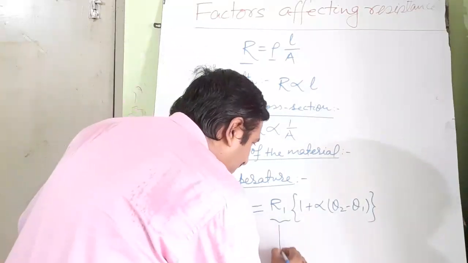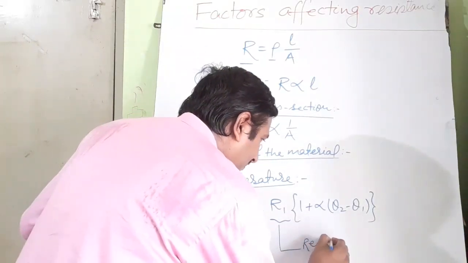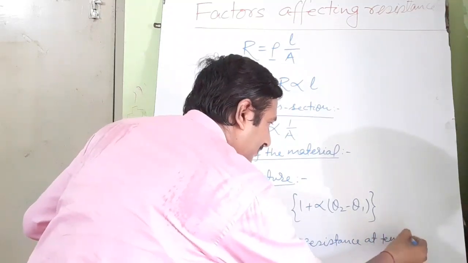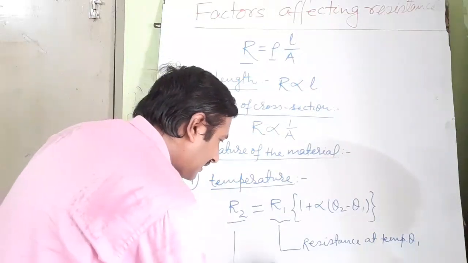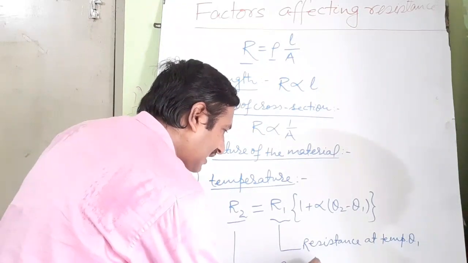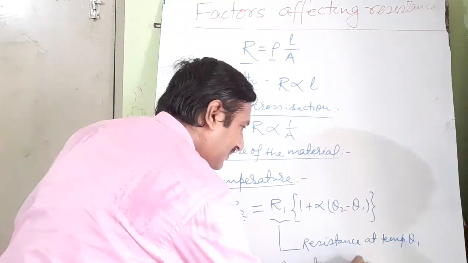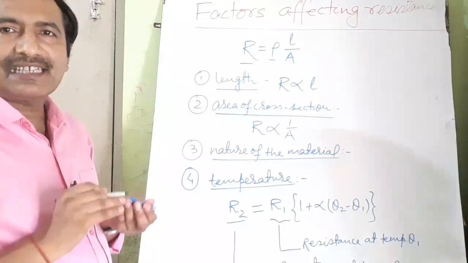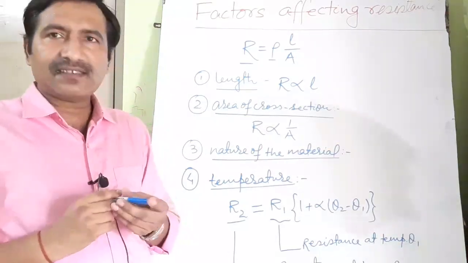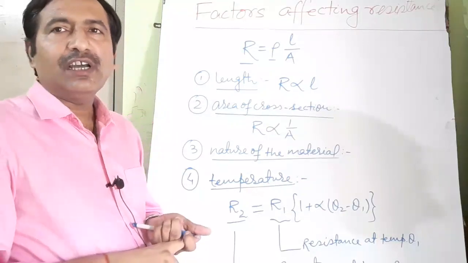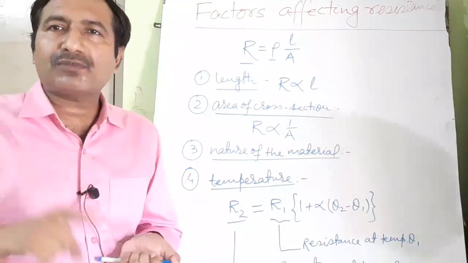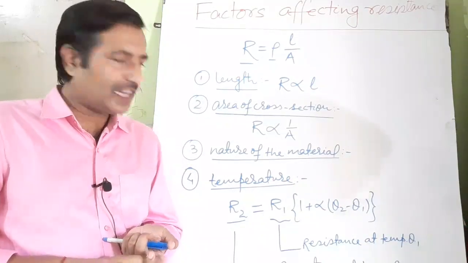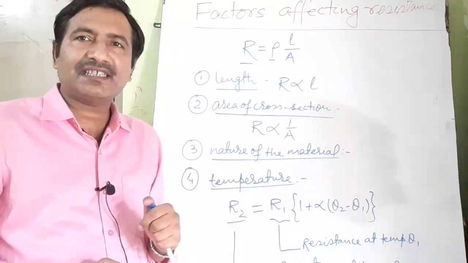Here R1 is the resistance at temperature theta 1, and R2 is the resistance at temperature theta 2. The temperature can be in Kelvin or in degree Celsius, but if you want to calculate the value, you must change it into Kelvin, because we are using the SI unit of resistance, so temperature should also be in SI unit.